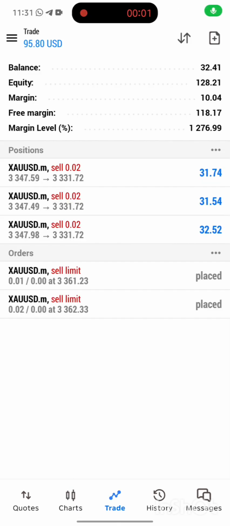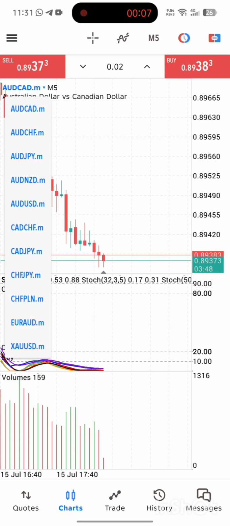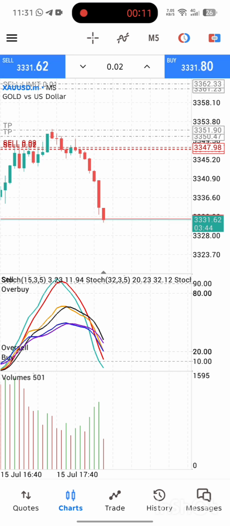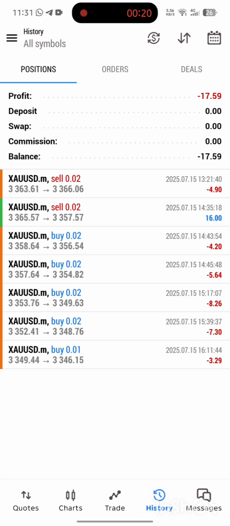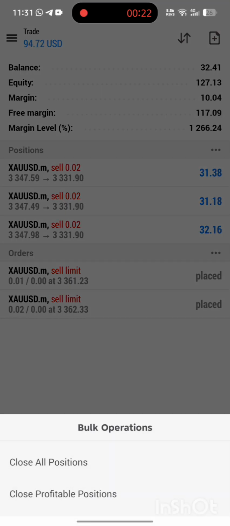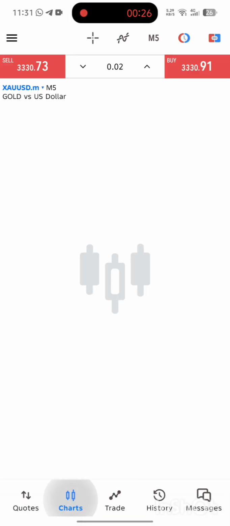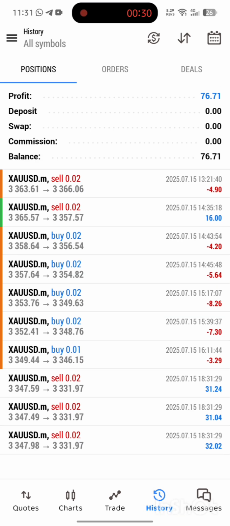Right now this is the account that I've been trading, 50 USD, started with 50 USD. Right now we are running more than 100 pips, so we are recovering from the loss before. Alright, so right now I'm gonna close this position, and right now we are on 126 USD. Alright, so this is what it looks like on the account right now.